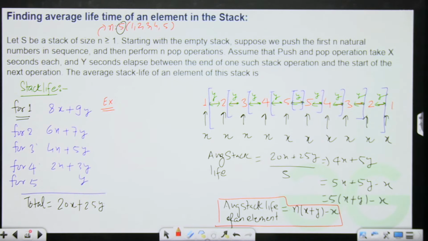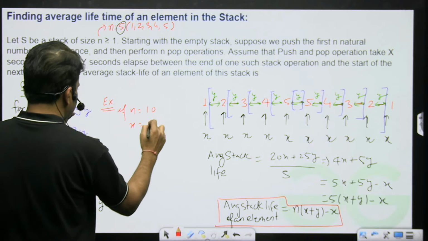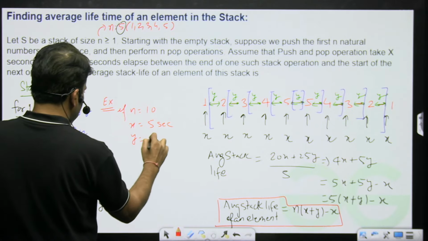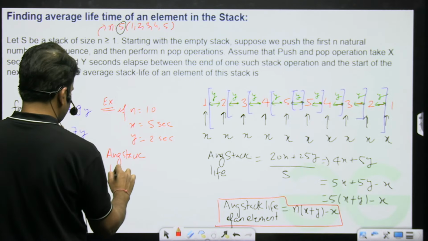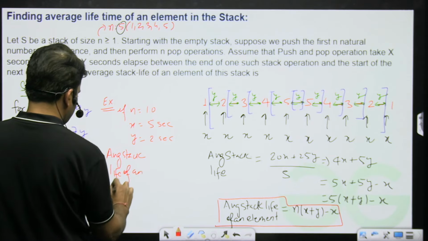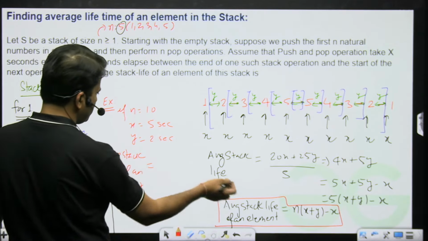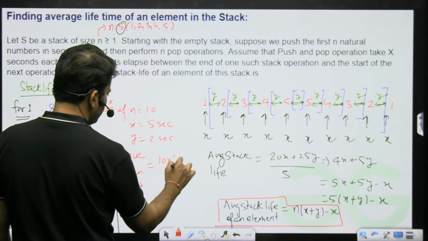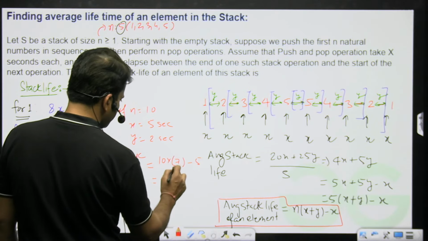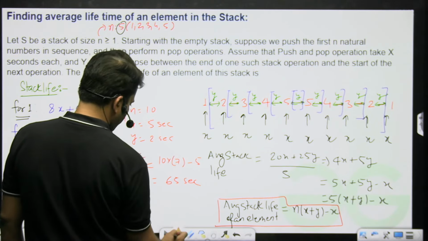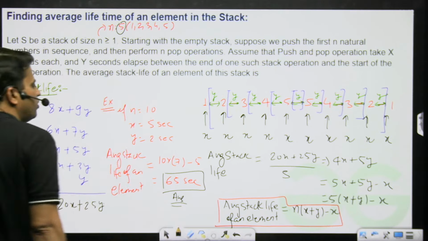Let n equal 10, x equal 5 seconds and y equal 2 seconds. What is the average stack life of an element? You can substitute directly in this formula: 10 into x plus y is 7, minus x. So it will be 70 minus 5, which is 65 seconds. You can use this as a formula also.